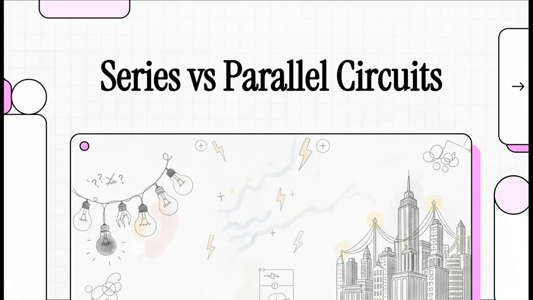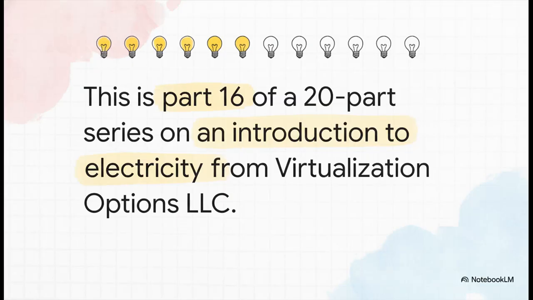about one of the most basic and honestly most important concepts in all of electricity. It's something that explains a classic holiday headache, and believe it or not, it's the reason our entire modern world can even function. And just so you know, this is part 16 of our 20-part Introduction to Electricity. Today, we are laser focused on the two fundamental ways you can wire things together: series circuits and parallel circuits.